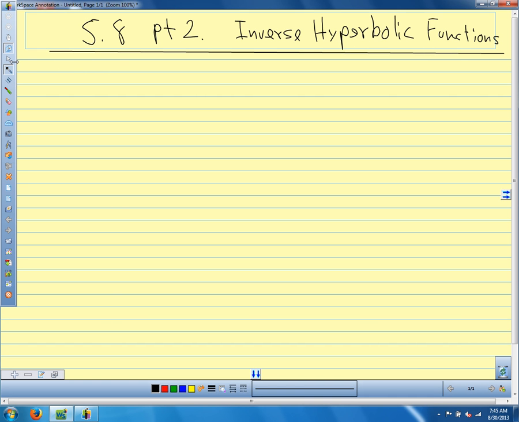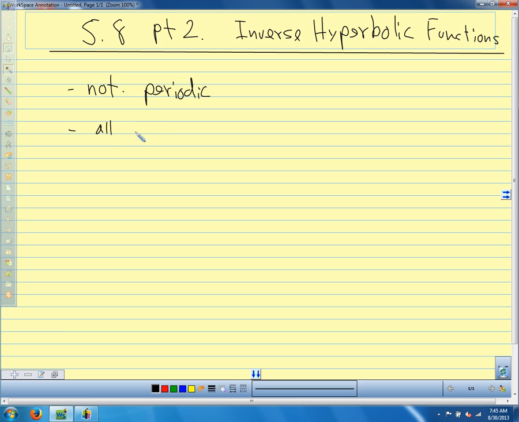So a couple of things about the hyperbolic functions. One, they're not periodic. So they're not periodic like regular trig functions. We call them trig functions, but they're not periodic. Some of their behavior is like trig functions, but they're not periodic.